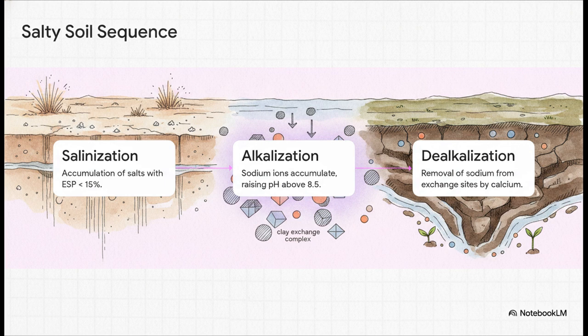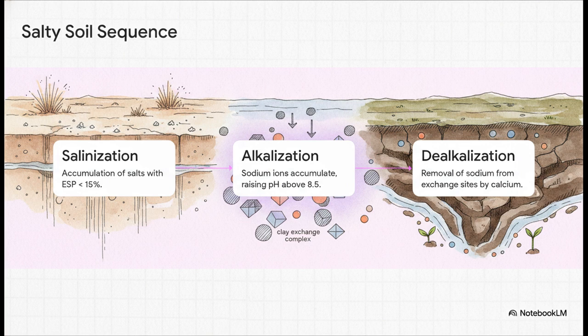It starts with Step 1, salinization. Capillary action pulls groundwater up, leaving salts behind as the water evaporates, but the exchangeable sodium percentage, or ESP, remains below 15%. Now, if carbonates predominate, calcium and magnesium precipitate out, allowing sodium to take over the clay exchange complex. That triggers Step 2, alkalization, where sodium pushes the ESP above 15% and spikes the pH over 8.5.